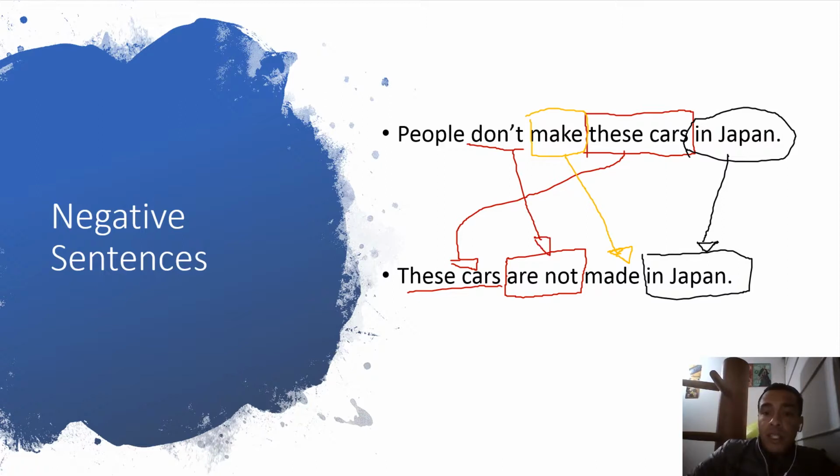Because we always need a verb to be. So these cards are not. We don't use don't be, or something like that. Okay, it is are not, and it is plural. If it were singular, it would be like the card is not made in Japan.